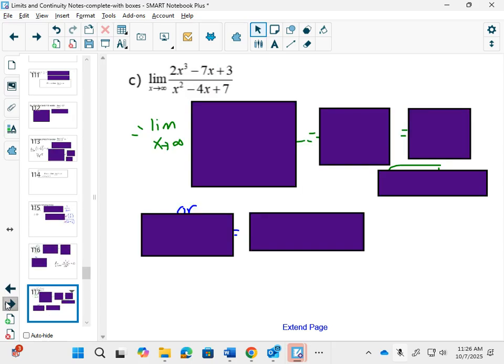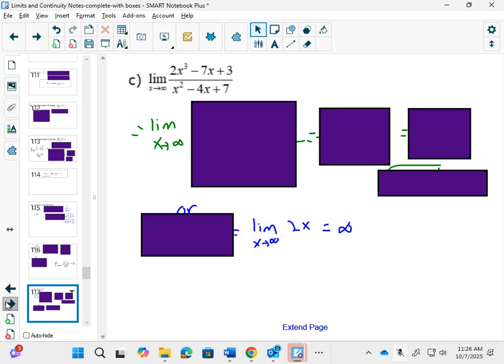Okay? Again, we could show our work. Just eyeballing this, what do you think the answer is? You got an x cubed on the top, an x squared on the bottom. Which is more powerful? The top. It's going to be infinity. If you wanted to show your work, you could. Okay, what would it look like to show the work?